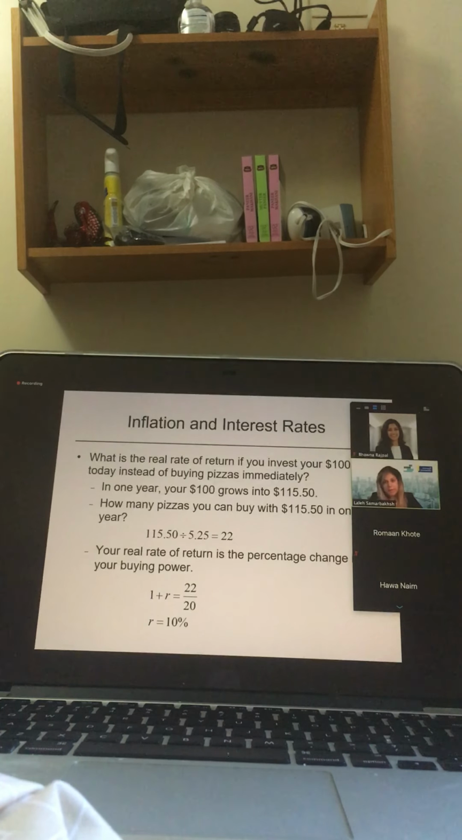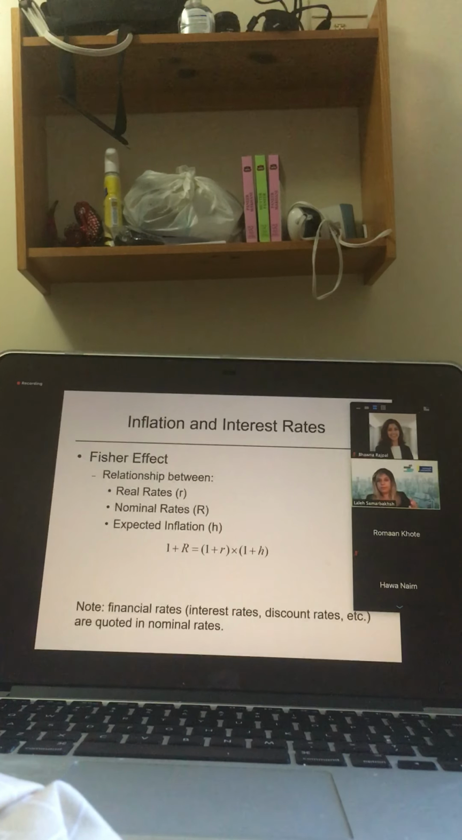Now, obviously, I'm not going to ask you to do inflation problems every time by doing pizzas, okay? We cannot do that every time, count how many pizzas we can. So we like a formula that connects these three rates: inflation rate, nominal rate, and the real rate of return. That formula is called the Fisher effect.